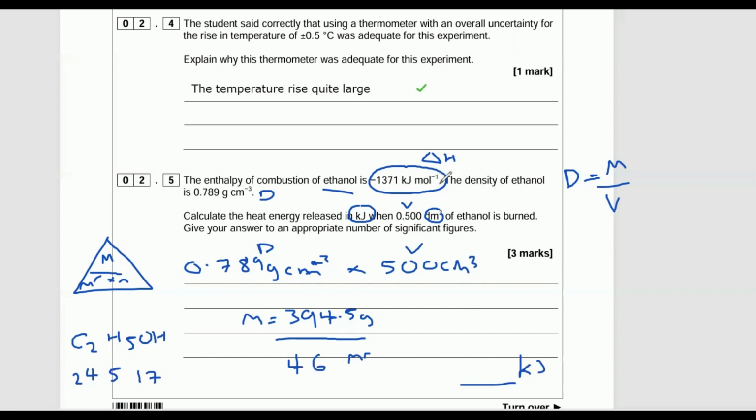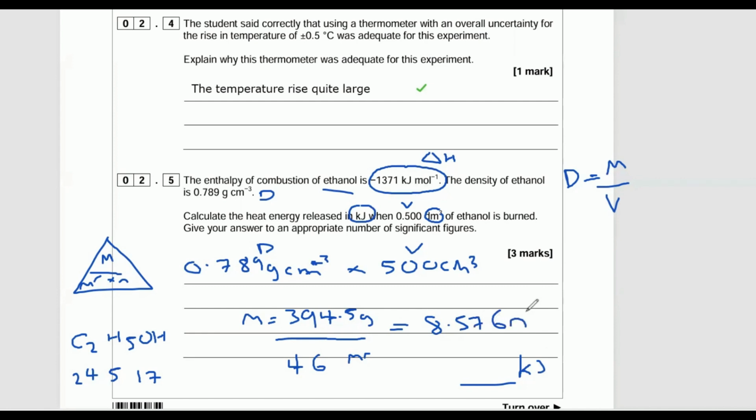If you times mole to the minus 1 by mole, you get rid of the mole to the minus 1. And that's what we need to do. So we're going to go 394.5 grams of mass. We work that out by density times volume, divided by the MR of ethanol, which is 46. That is going to give me 8.576. And that's my amount of moles.